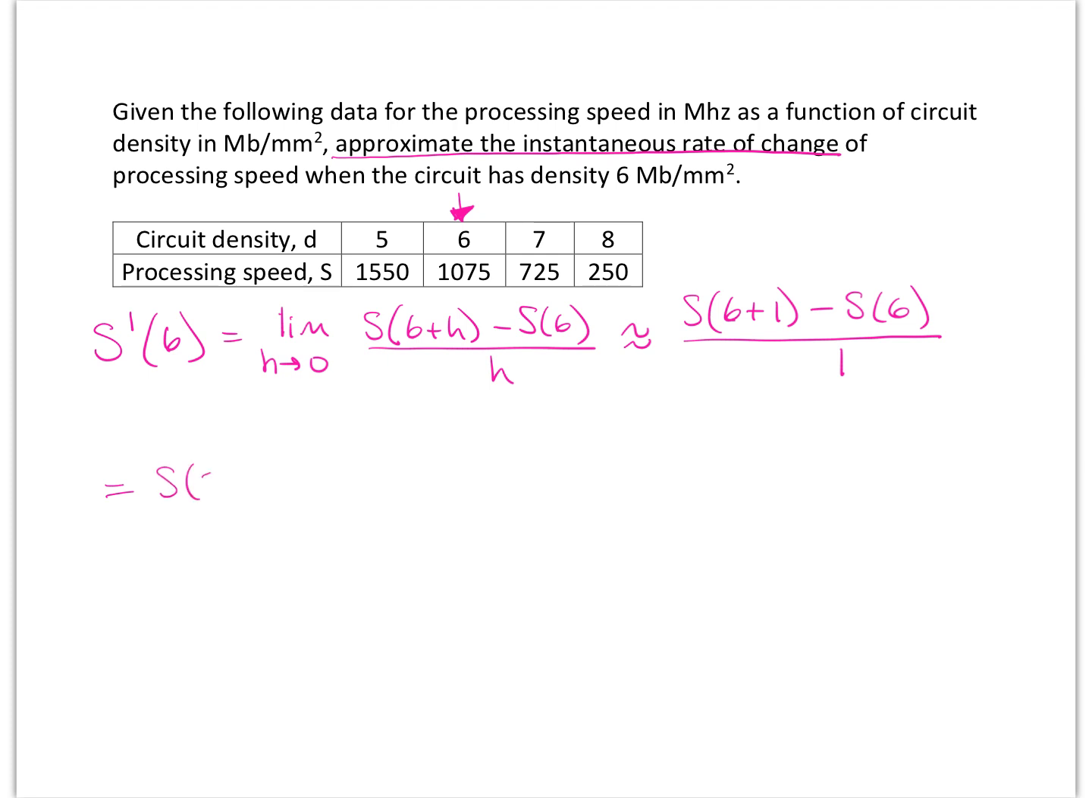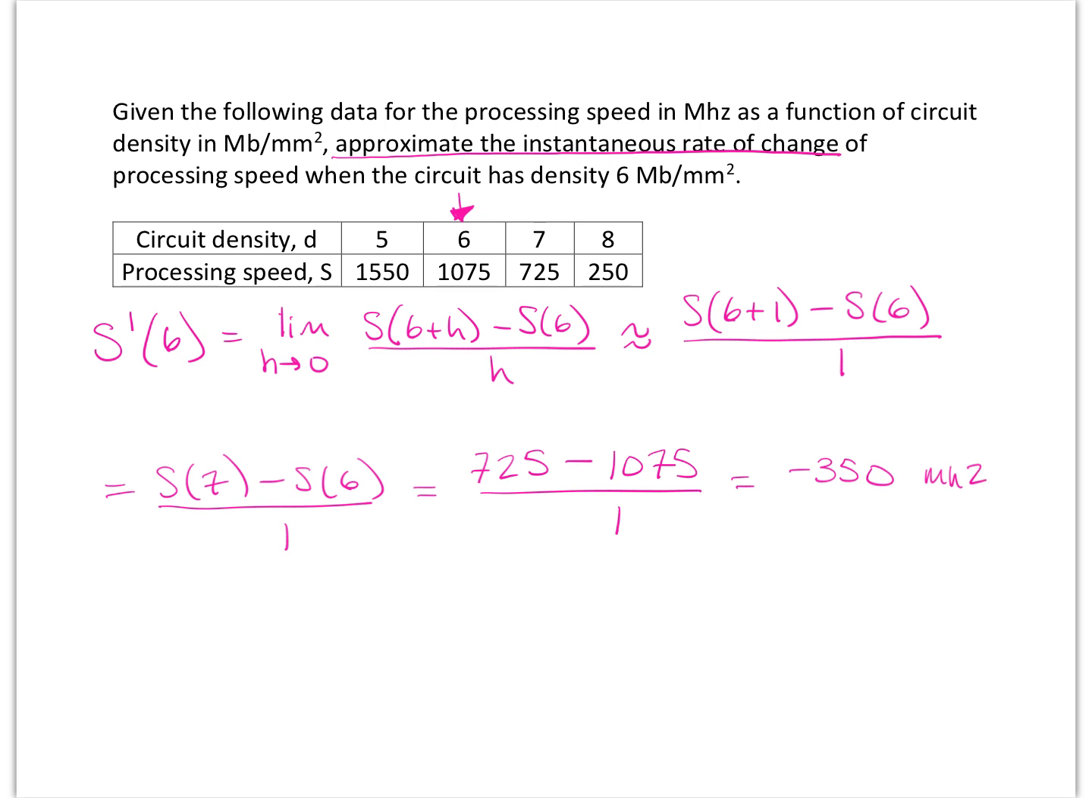So this is going to be S of 7 minus S of 6 over 1. S of 7 from the table is 725. S of 6 from the table is 1075, all over 1, and that comes out to negative 350. And my units are going to be S units over D units. Okay, S units over D units. So my S units are megahertz. I assume that's what MHz means. I don't know. Over, and then the D units were MB per mm squared.